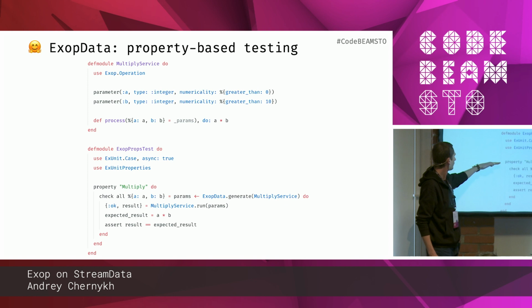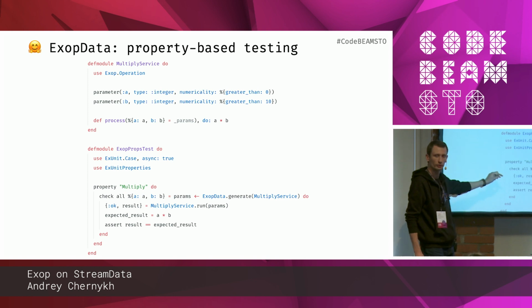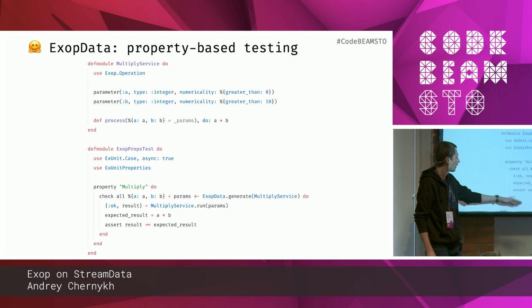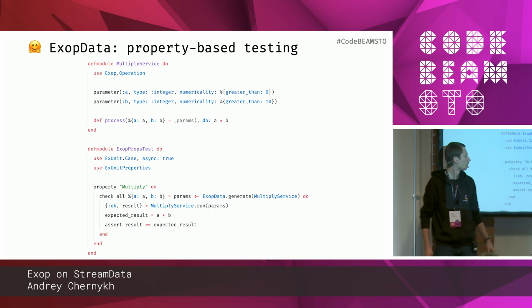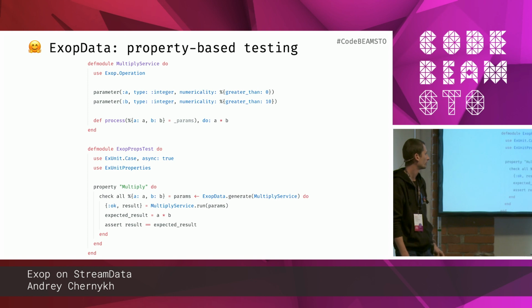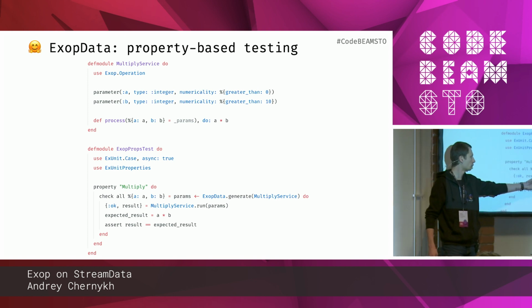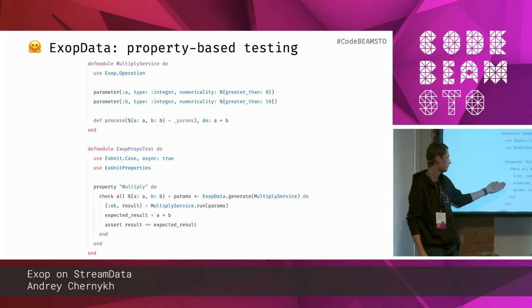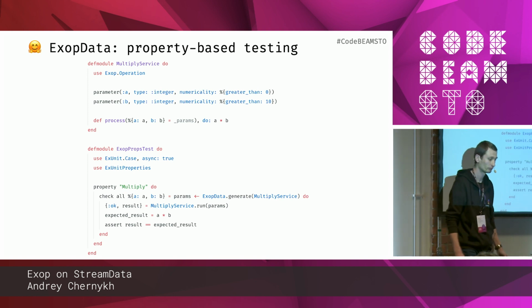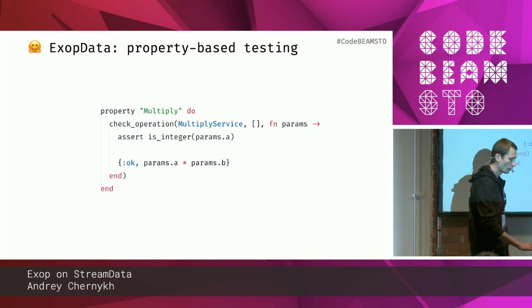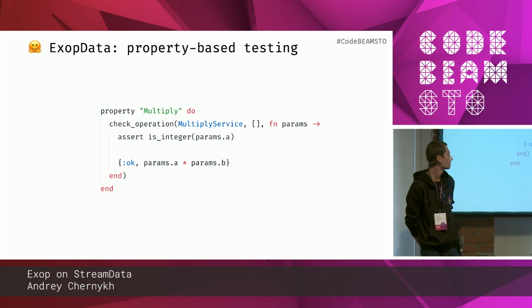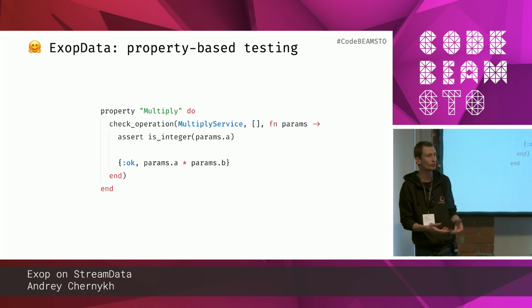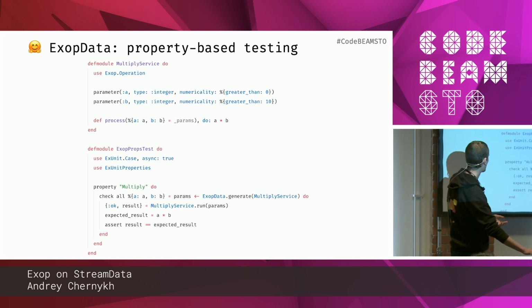We use a property macro from ExUnitProperties, the same macros as we use with StreamData, check all, and we just generate parameters with the ExopData generate function, passing the operation name. Then, as I said, we simply invoke an operation with those parameters, take some result and start to assert it. Simple as that. For the significant part of operations, it's actually enough to use some syntactic sugar provided by ExopData to avoid boilerplate code, which we saw here.